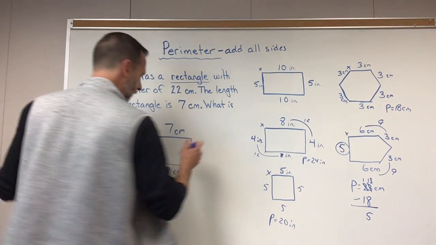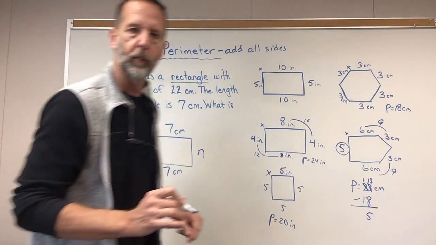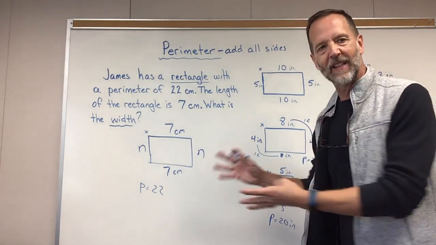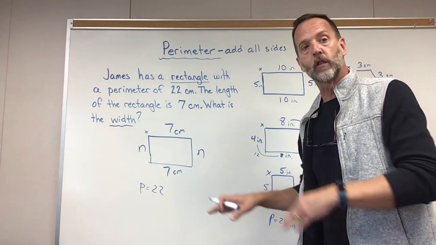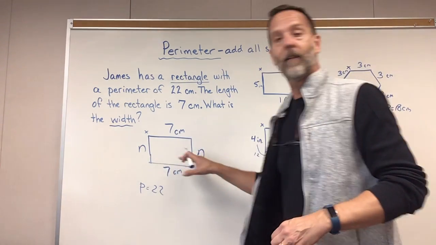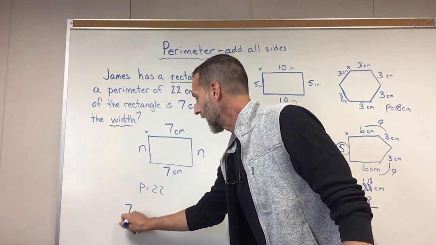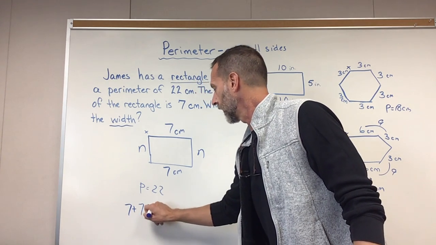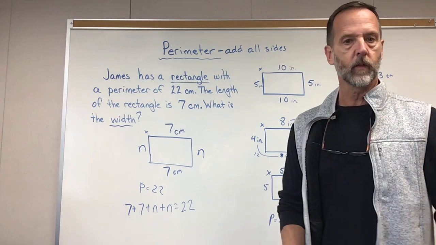If I put the letter N up there to hold the place of those two sides, I just don't know what it is right now. I'll change it to a number later, but I'm going to hold it. I have to put the same letter because it's the same number, right? So now I have 7 plus N plus N equals 22, okay?